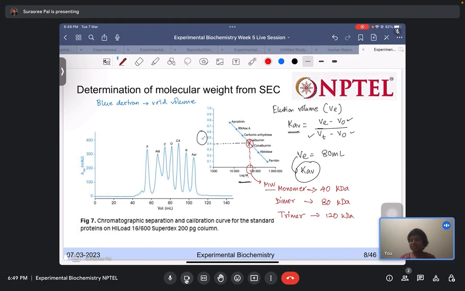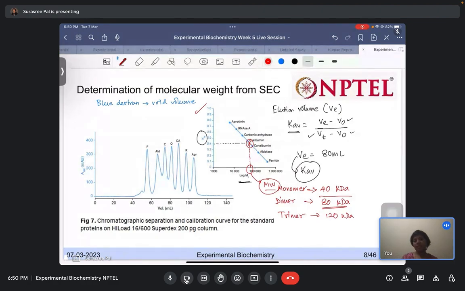Now from this standard curve, we can get an idea of this molecular weight, right? And suppose we have a theoretical value of the molecular weight of our protein, and that is 40 kilodalton. And now if we get the elution at a higher volume, for example, corresponding to the molecular weight of 80 kilodalton, then we can predict that yes, the protein is existing as a dimer in the solution. So it is being purified as a dimer.